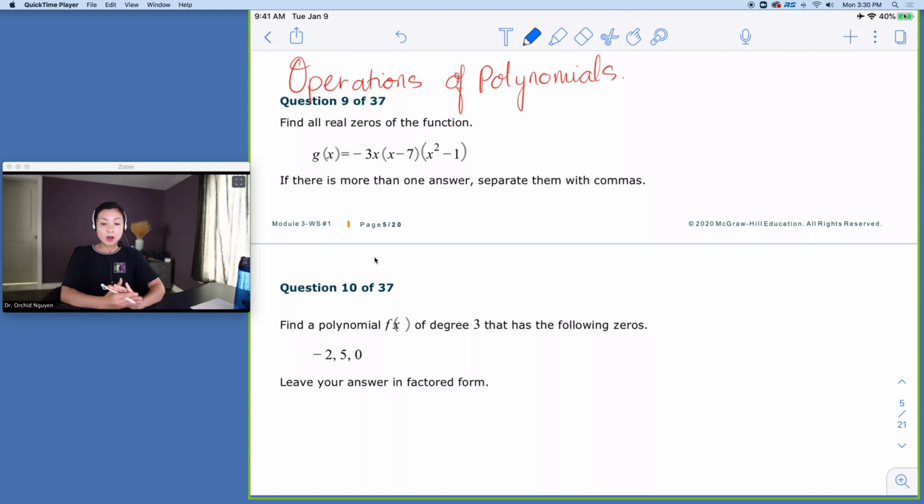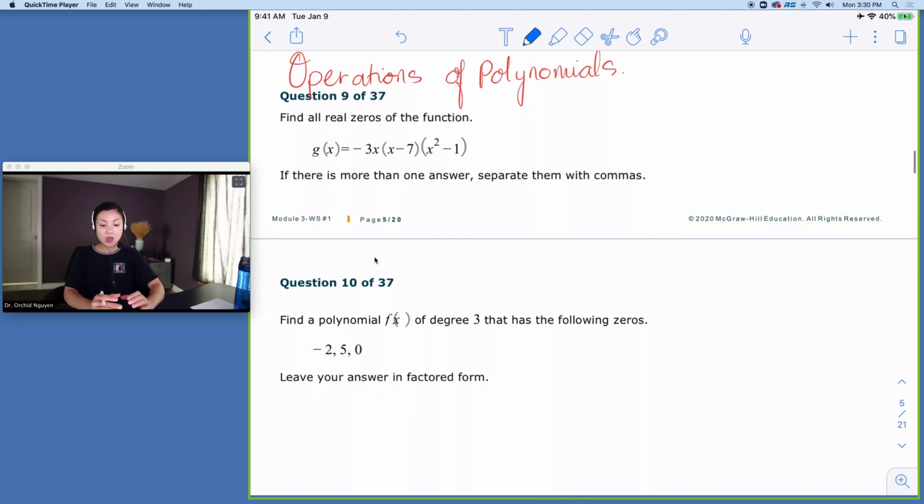Let's take care of some operations of polynomials, mainly division. But first, if you have a polynomial in factor form, and they ask you to find the real zeros of the function, pretty much we use the zero product property. So you can see that right here.